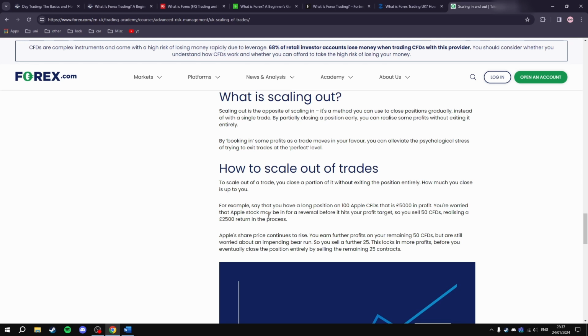By booking in some profits as the trade moves in your favor, you can alleviate the psychological stress of trying to exit trades at the perfect level.